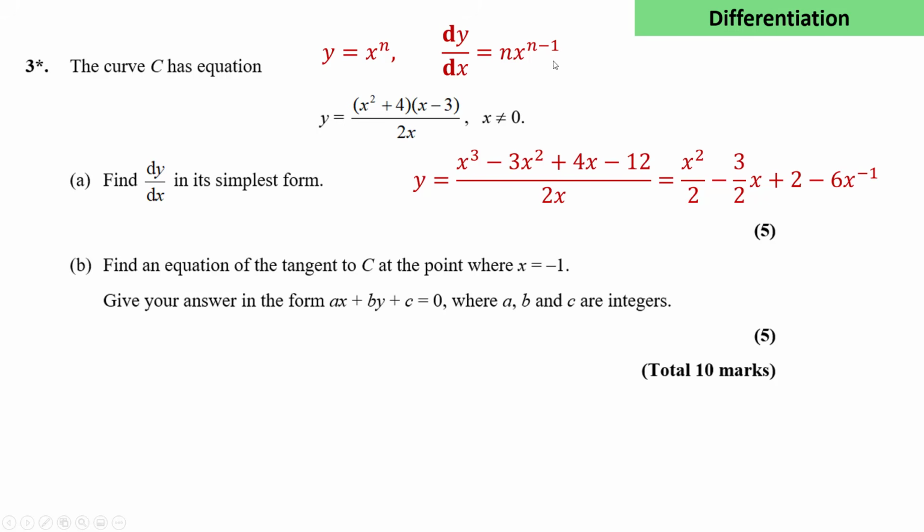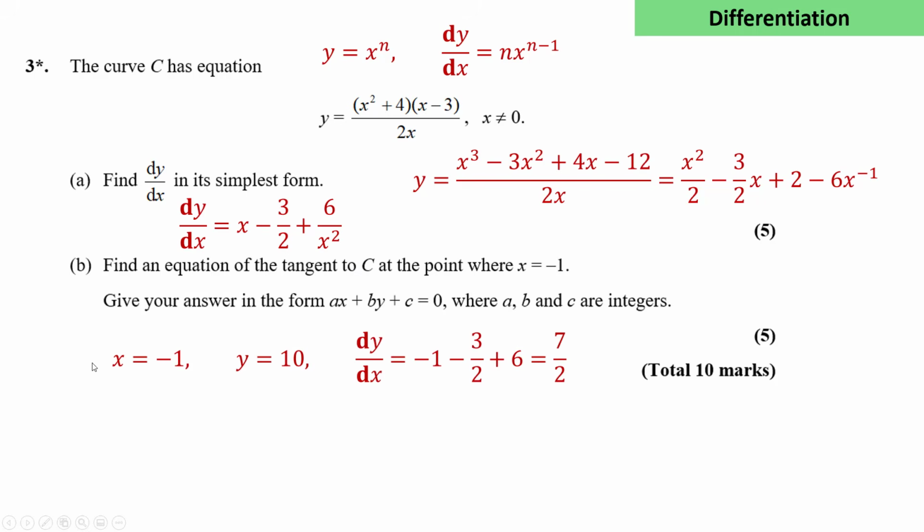We can now apply our recipe for differentiating. We differentiate x squared over 2 to give us x. We differentiate minus 3 over 2x to give us minus 3 over 2. The constant term 2 disappears, and we differentiate minus 6x to the minus 1 to give us 6 over x squared. We're asked to find the equation of the tangent at the point where x is minus 1.